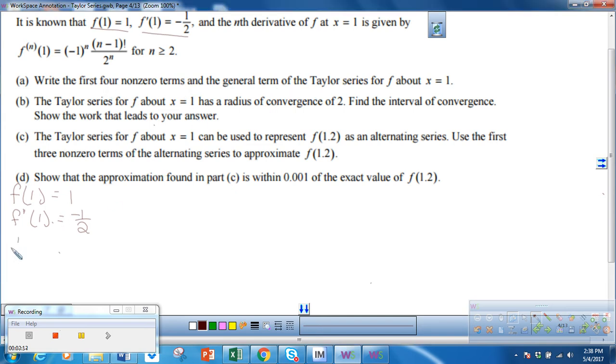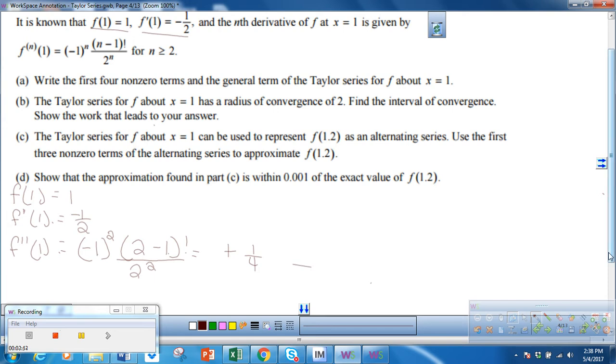So to find the second derivative at 1, I use the formula that they gave us. Negative 1, in this case, if I'm finding the second derivative, n is 2, and this would be 2 minus 1 factorial over 2 squared. And doing the math here, 2 minus 1 is 1, so it's no longer alternating, so it's going to be plus 1/4.